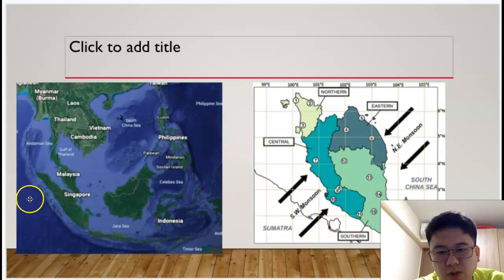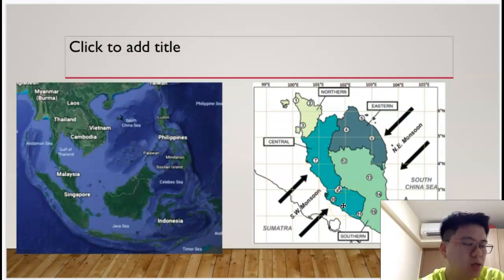During the southwest monsoon, the wind from the Indian Ocean has to cross Sumatra before reaching Malaysia. So most of the rainfall will have already fallen on Sumatra. There is lesser rainfall during the southwest monsoon. That's why you will notice that the color is slightly lighter here. On the eastern side, the color is darker, meaning that Peninsular Malaysia receives higher rainfall during the northeast monsoon.